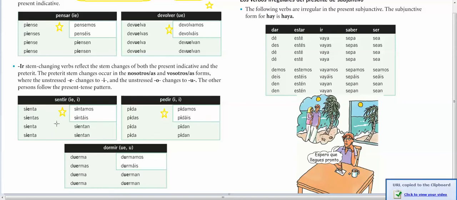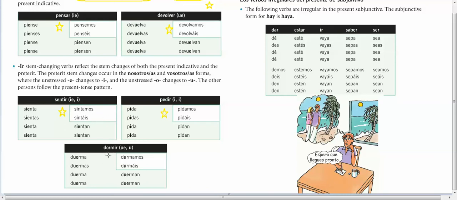Okay, so for example, sentir is an E to IE in the present tense. So it's going to be an E to IE for yo, tú, él, ella, usted, ellos, ellas, ustedes. But for nosotros and vosotros, in the preterite tense, it's an E to I, and that's the spelling change that's going to happen in the preterite.